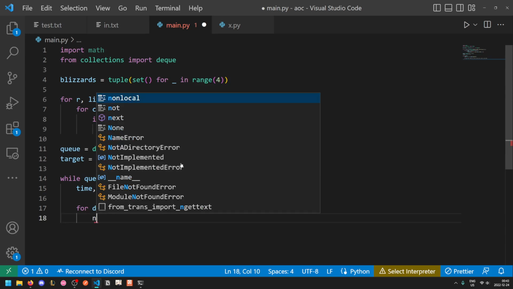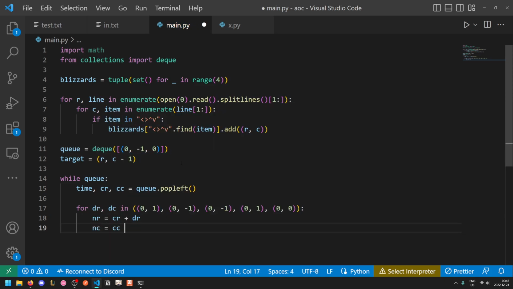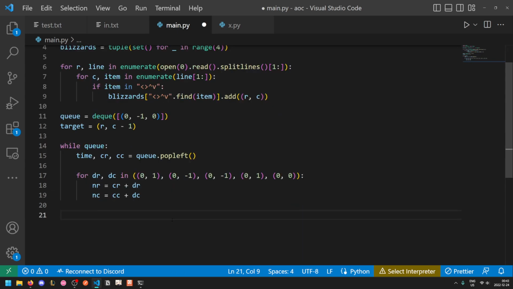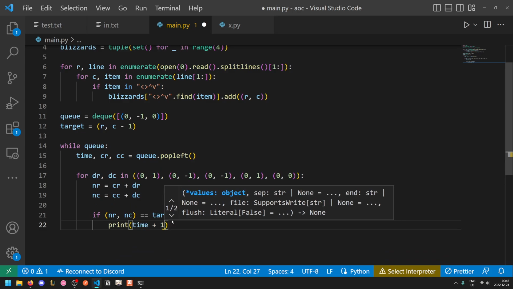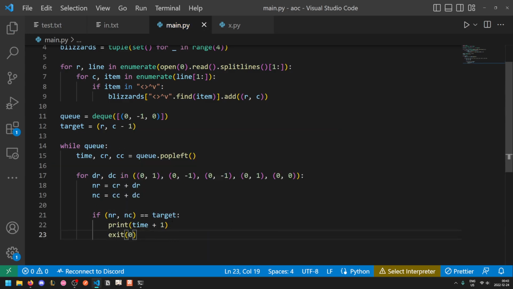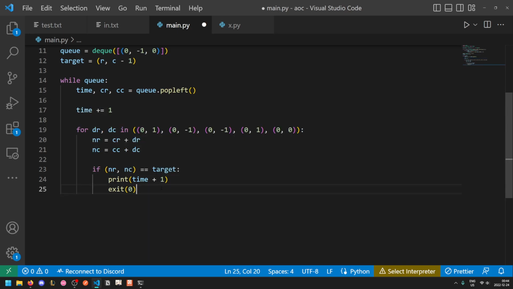So now nr, which is next row, equals current row plus change in row, and nc equals cc plus dc. If we have reached the end state, we actually do not need to check for blizzards. In fact, a blizzard check would actually fail here because of the way we're going to implement it with our logic. So if nr nc is equal to the target, we can just print out how long we've waited and exit the program entirely. And I'm actually going to add a thing up here. You'll see why later. I'm just going to increase the time by 1 as we enter the state.